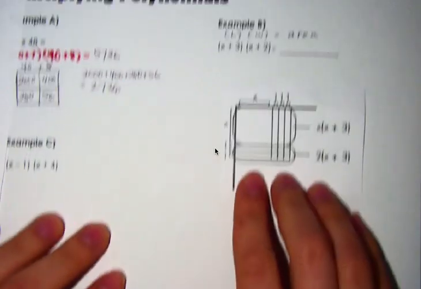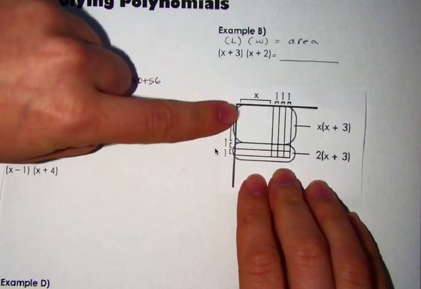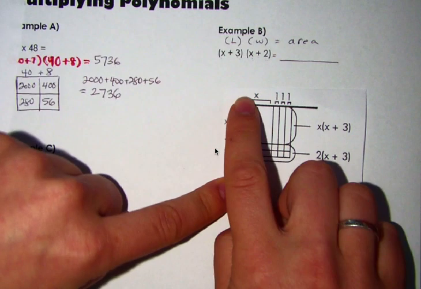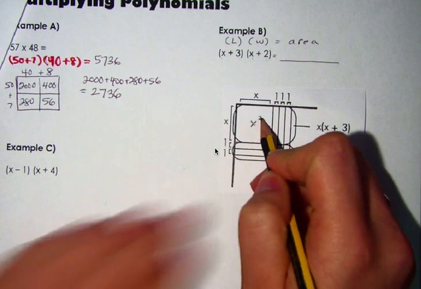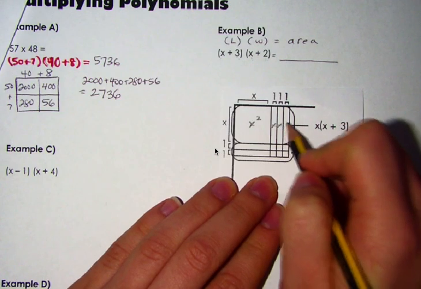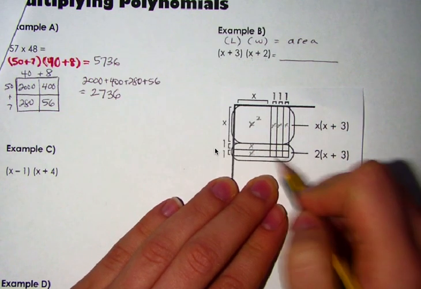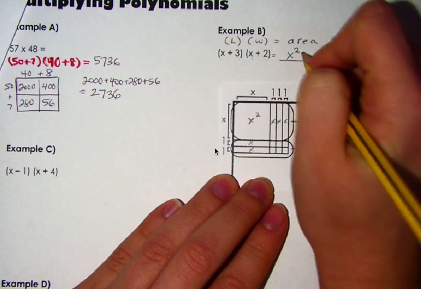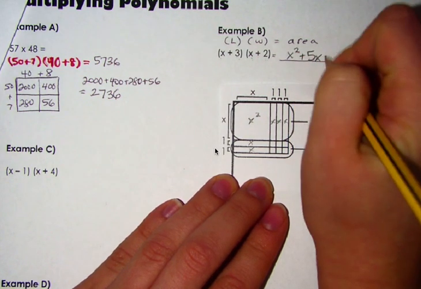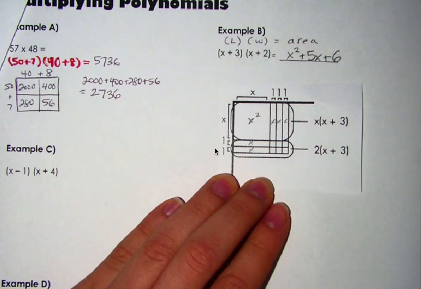We have, again, x plus 2 and x plus 3. Here's our x squared piece, and then our 3x's. 2 more x's here, and these are all 1 pieces. So when you combine your like terms, you have x squared plus 5x's plus 6, and that's your answer.